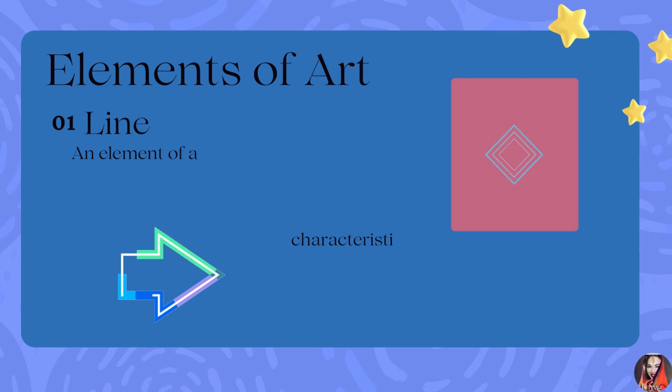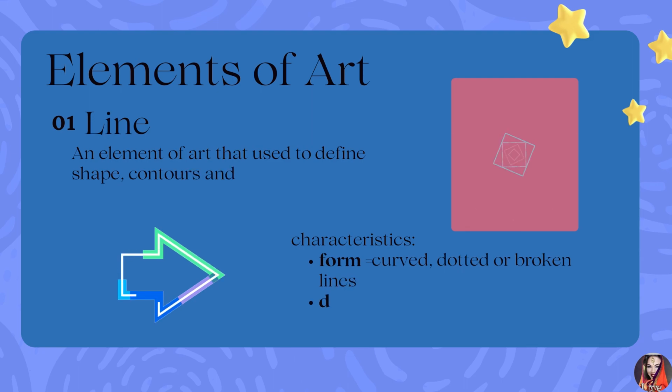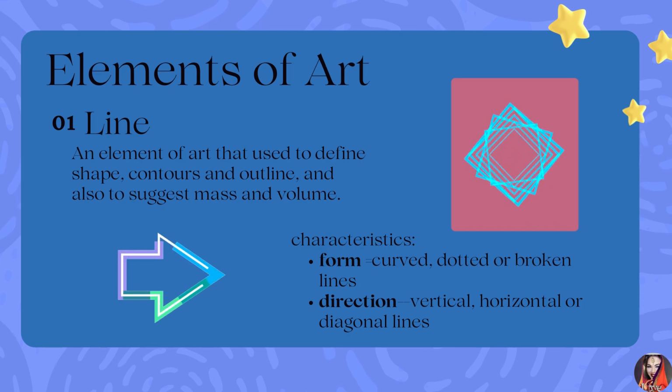The first element of art is line. An element of art that is used to define shape, contours, and outlines, also to suggest mass and volume. It may be a continuous mark made on a surface with a pointed tool or implied by the edges of shape and forms. Line may come in two characteristics: forms that are curved, dotted, or broken lines, and direction which are vertical, horizontal, or diagonal lines.